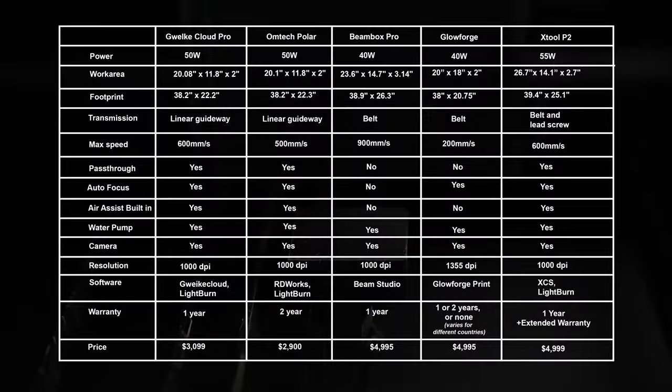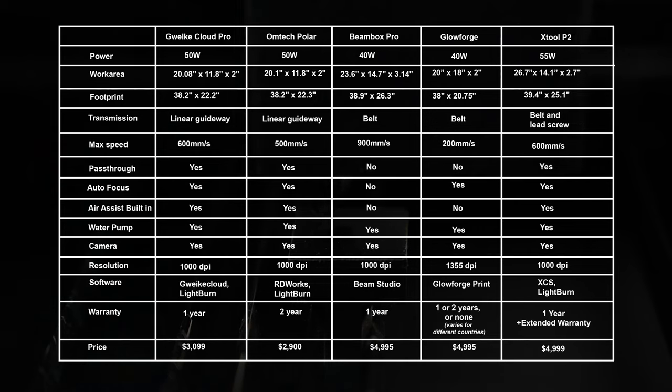Now, here comes the comparison. I have selected 4 machines for this: the Glowforge, the Great Cloud, Beambox Pro, and the Ohmtech Polar. If you compare the price, it puts the P2 right up against Beambox Pro and the Glowforge Plus at around 5 grand. The Great Cloud and Ohmtech Polar cost around 2k less than the P2.